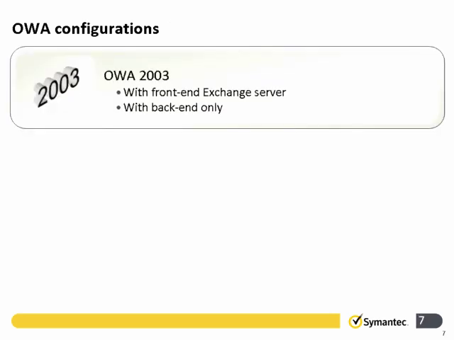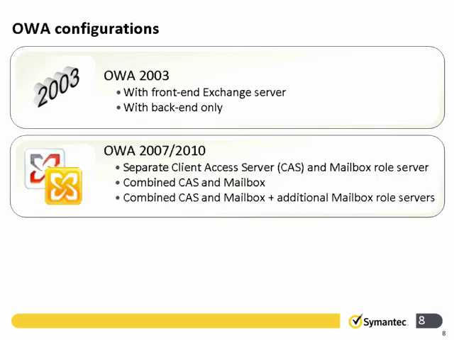So the next thing we want to look at are the Outlook Web Access configurations that we do support for Enterprise Vault. We support Outlook Web Access on a 2003 Exchange server with a front-end Exchange server and back-end Exchange server, or in an environment that has only a back-end Exchange server. If we're talking about Outlook Web Access for 2007 and 2010, we do support a separate client access server, which is abbreviated CAS, and a mailbox role server, so those are on two separate physical servers.